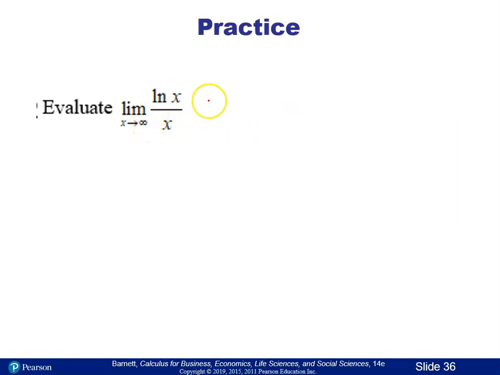Okay, if we're looking at this one, I'll start out to see if I'm able to use L'Hopital's rule. If I put infinity in, the natural log of infinity is just infinity. So I'm going to have infinity over infinity. So this does tell me that I can use L'Hopital's rule with this.